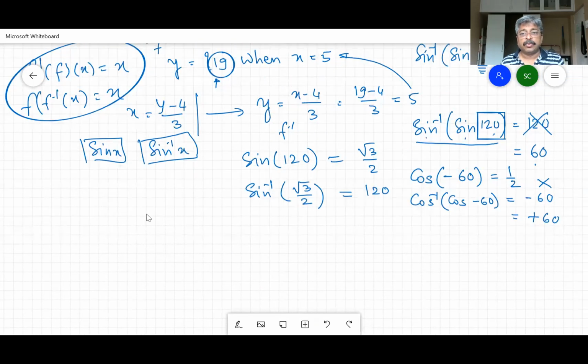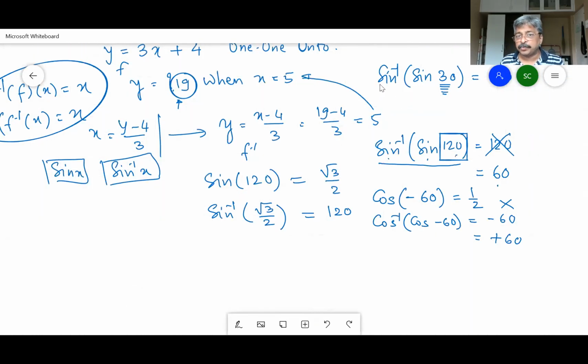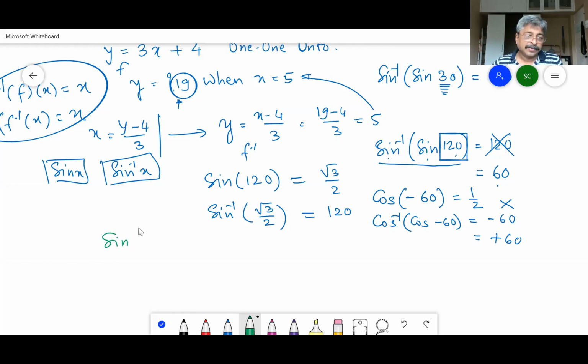Where now what exactly I am doing here is I am taking inverse first followed by the original function. Suppose I make it opposite. Sine of sine inverse of half. Sine inverse of half is how much? 30 degrees. So sine inverse of half is 30 degrees. And what is sine 30? Half. Yes. So we got this answer here.